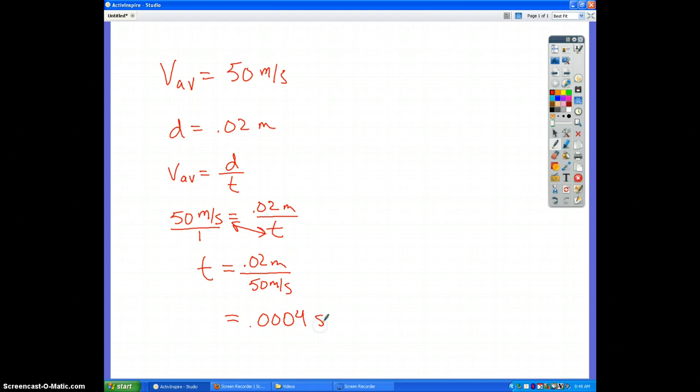0.0004 seconds. For this one, I'd put it into scientific notation. To do that, we just move the decimal over 1, 2, 3, 4 spots. Because we're making a smaller number into scientific notation, we'll say it's 4 times 10 to the negative 4th seconds. And we are now finished with example problem number 4 for momentum.